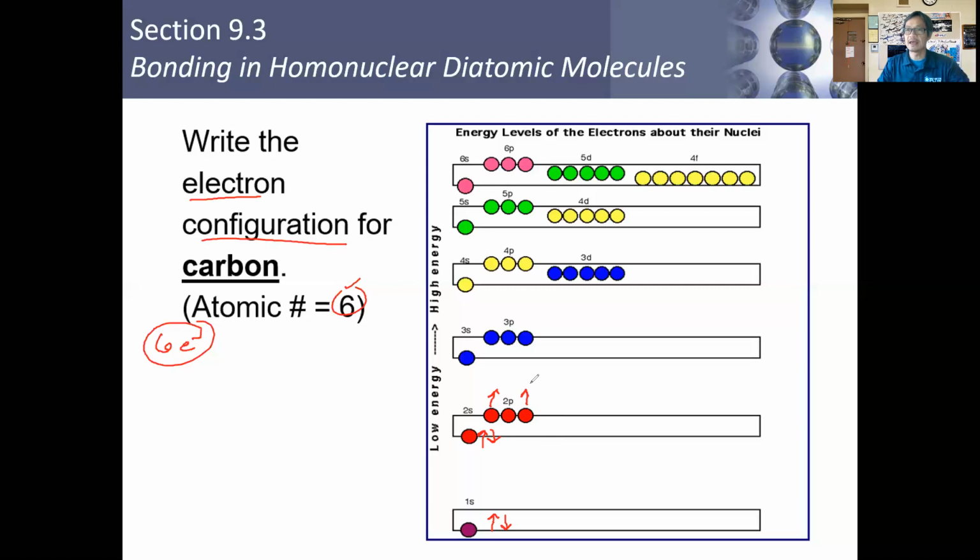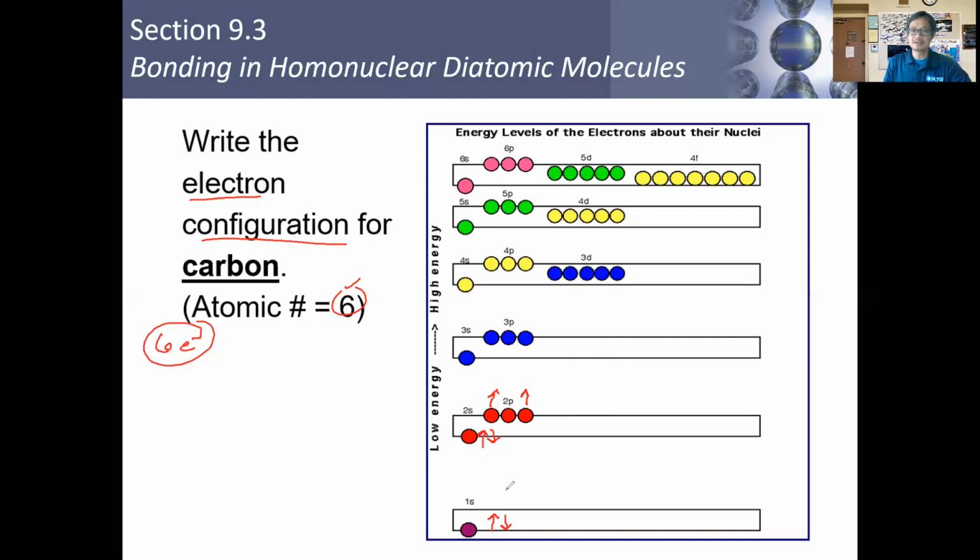Hund's rule tells us that electrons will spread out because they repel one another. All of those rules, the process by which we obtain the electron configuration for an atom, we use also to obtain the electron configuration for a molecule.